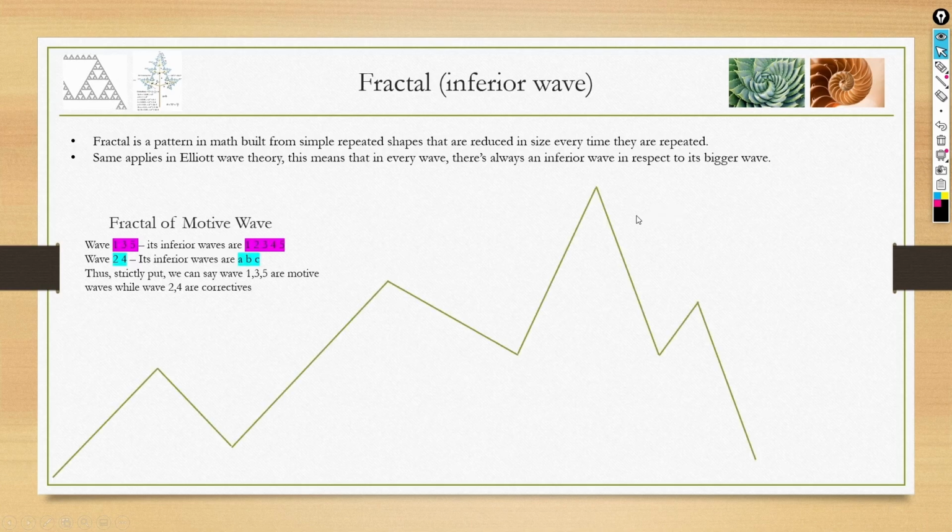Over here we have a simple structure of a wave, and it says on the left that wave 1, 3, and 5 has a lower level of wave 1, 2, 3, 4, and 5, while wave 2 and 4 has a lower level of A, B, and C. So let's apply and draw the fractals onto our waves.